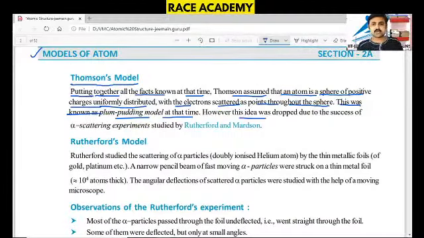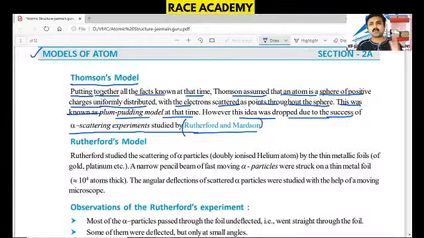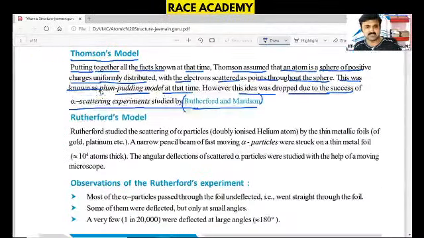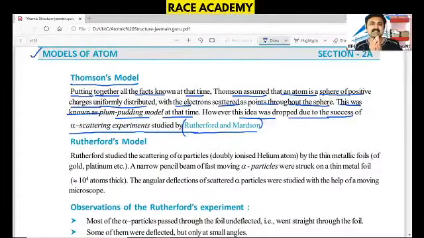However, this idea was dropped due to the success of the alpha ray scattering studies by Rutherford and Marsden. So Thomson's model was ignored at that time because Rutherford's model developed. Thomson's model says there are electrons and there are protons, with an electrostatic force of attraction between them, and they are present in fixed positions. It was compared to a watermelon, and it completely failed once the alpha ray scattering experiments by Rutherford and Marsden succeeded.